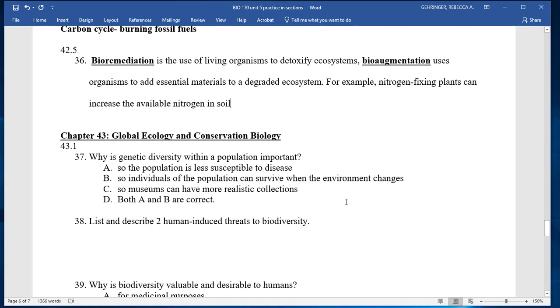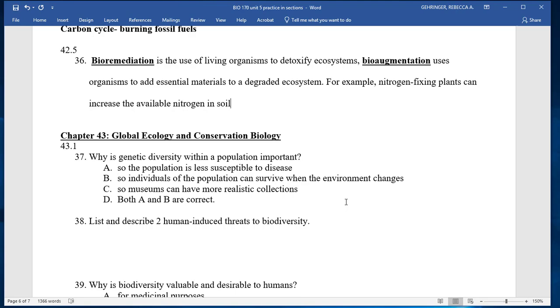So then 37, why is genetic diversity within a population important? A, so the population is less susceptible to a disease. Sure, right? Maybe some members of the population will get very ill and not survive the particular disease, but if we have more genetic diversity, then that increases the likelihood that at least something in that population would be able to survive. B, so individuals of the population can survive when the environment changes. Again, same idea there, like if the environment changes, hopefully at least some of the organisms in that population would be able to survive the changes.